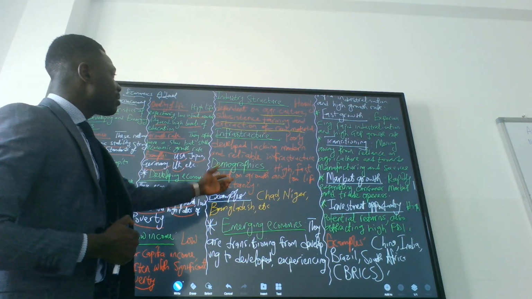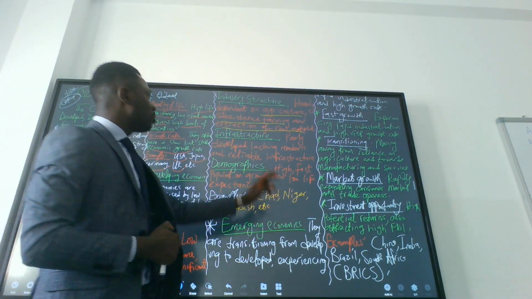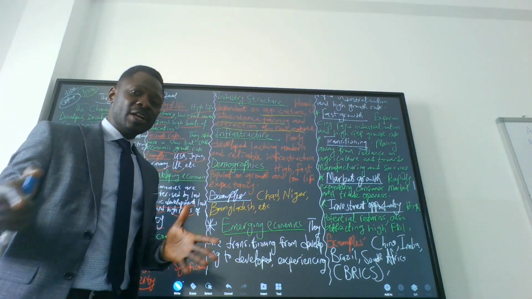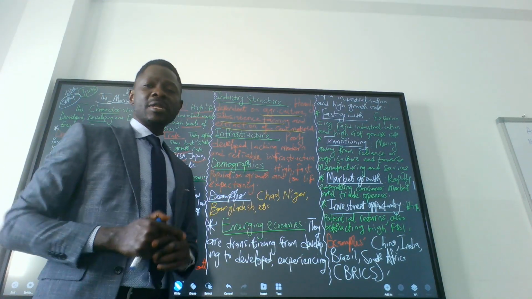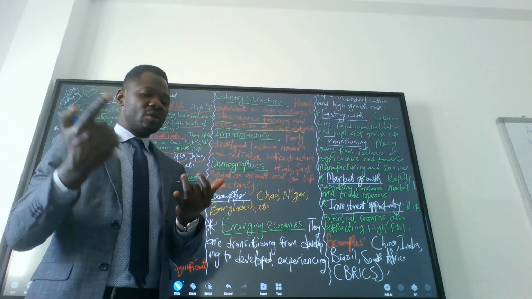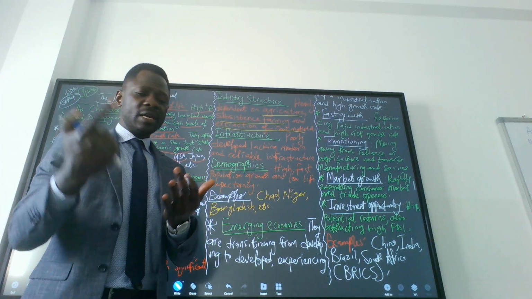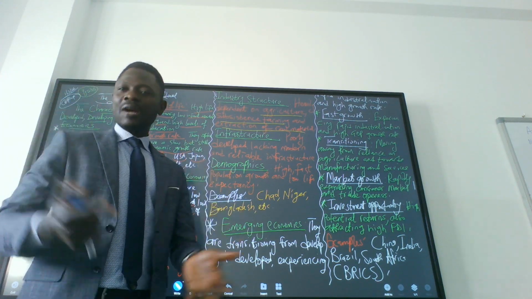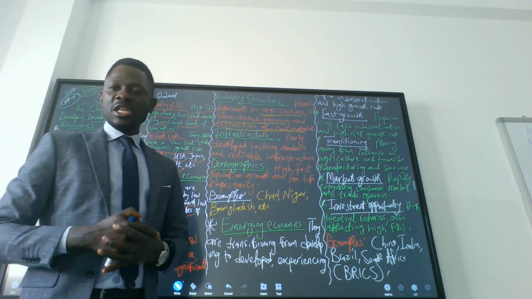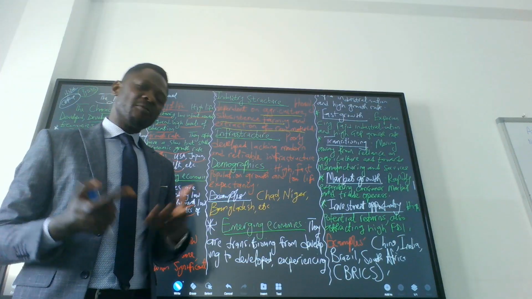Infrastructure is poorly developed. They lack modern and reliable infrastructure. So in developing economies, there's a lack of road network, a lack of water supply, a lack of electricity, and a lack of quality and better education. So this makes them vulnerable.